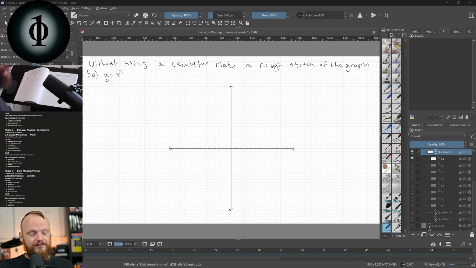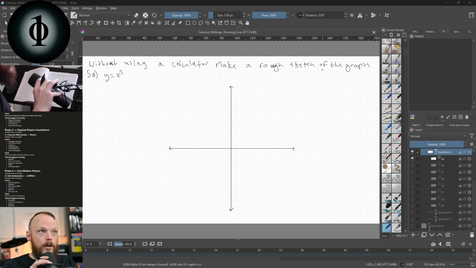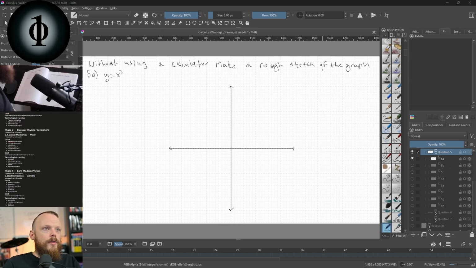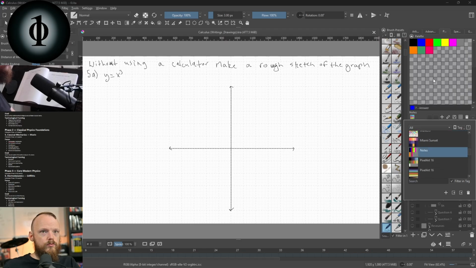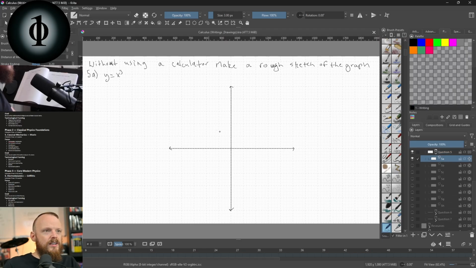So I got about, I don't know, 45 minutes. Thought it'd be nice to work out some problems here. Without using a calculator, make a rough sketch of the graph y equals x to the third. So 1, 0 is 0. I gotta open my notes. All right, there's 1.